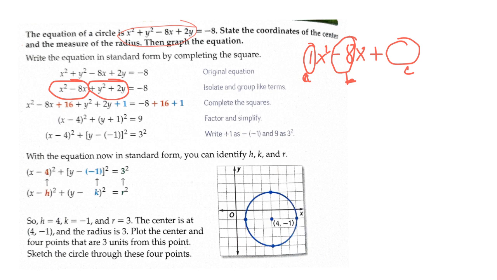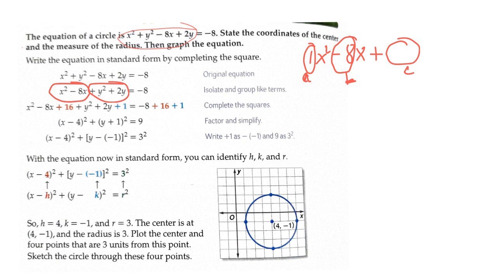What we're going to do is take half of the middle term b. So we have b over 2 is equal to -8 over 2, which can be simplified to -4. Then we square this -4. If we square it, we will get positive 16. So the number that we're going to add in this case is 16.